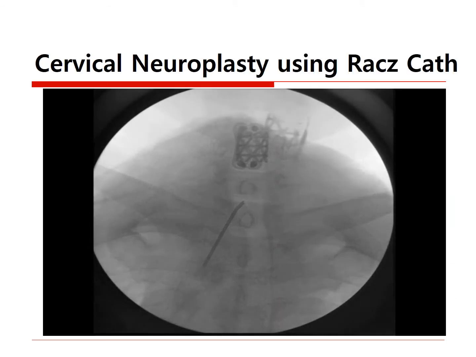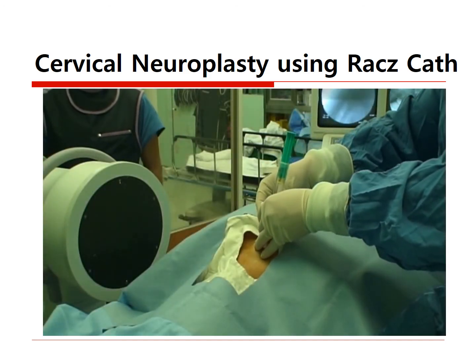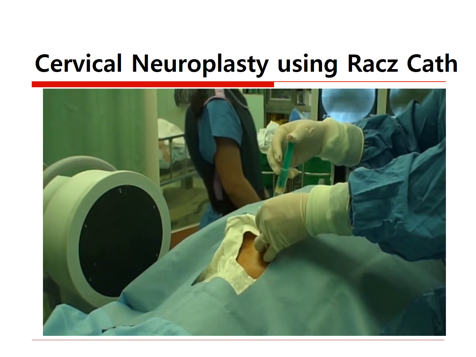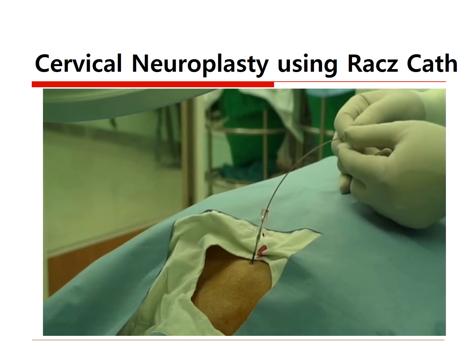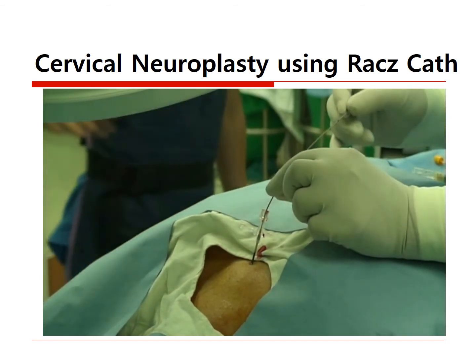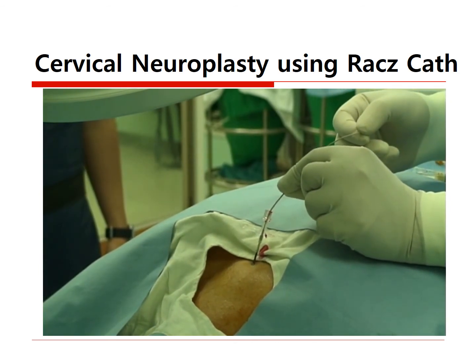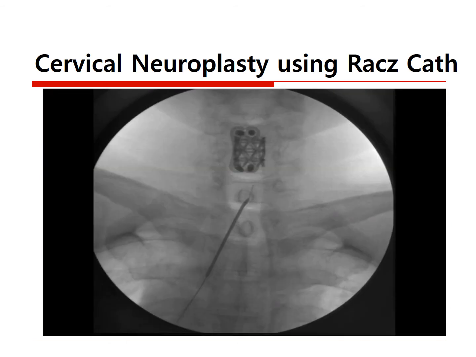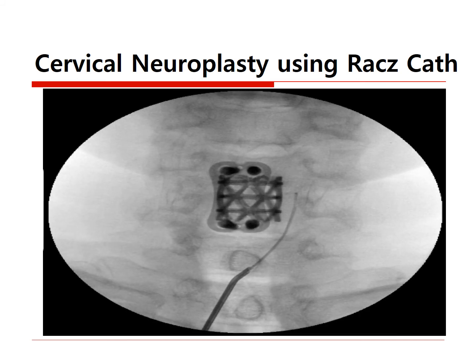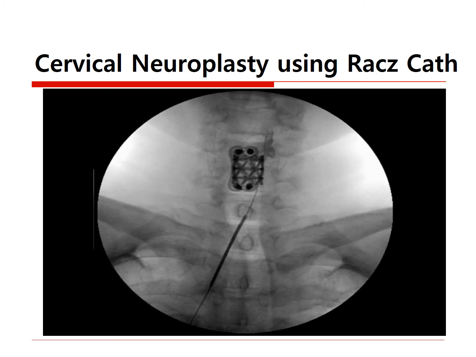Let's watch a video of cervical neuroplasty using a Rex catheter. First, find the epidural space using a loss of resistance technique. When the needle is placed in the epidural space, insert the catheter and advance it toward the target site. To make it easier to adjust the catheter's direction, I usually bend the catheter's tip.